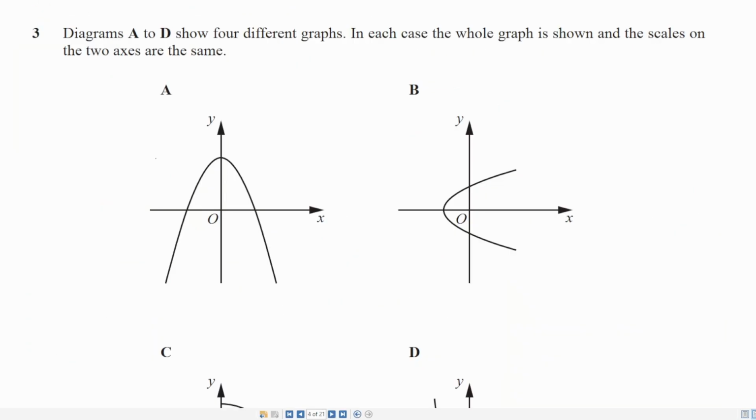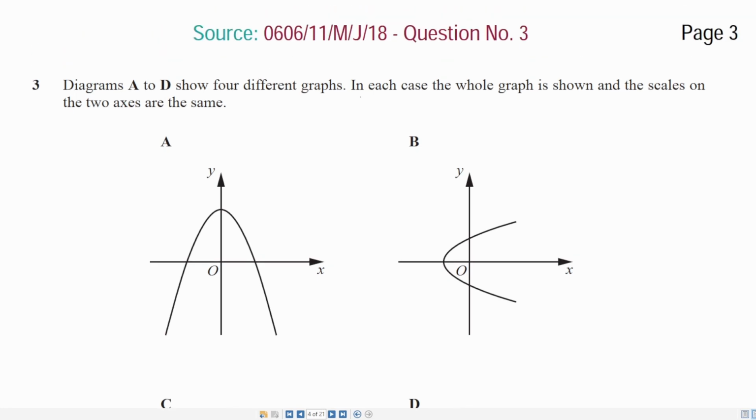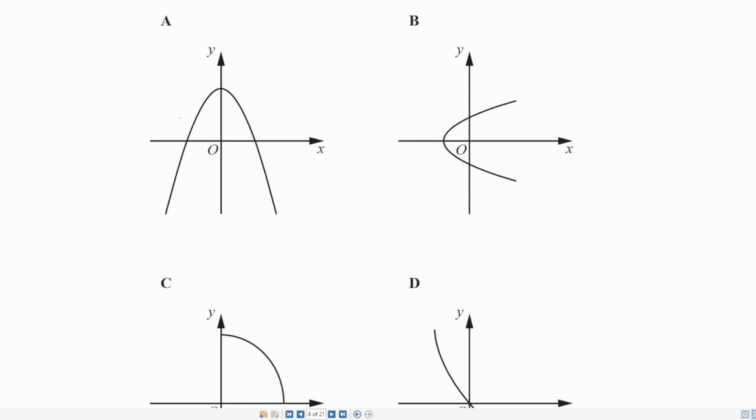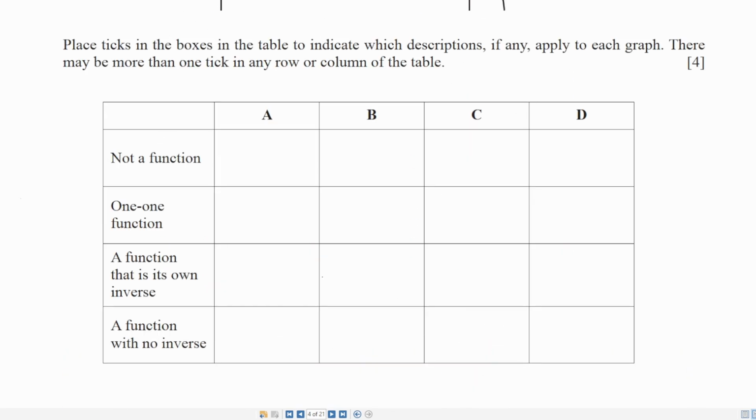Now, this is the first question I'd like to look at. Diagrams A to D show 4 different graphs. In each case, the whole graph is shown and the scales on the two axes are the same. So we have 4 graphs here, A, B, C, and D, and we have been given a table. Place ticks in the boxes in the table to indicate which descriptions, if any, apply to each graph. There may be more than one tick in any row or column of the table.